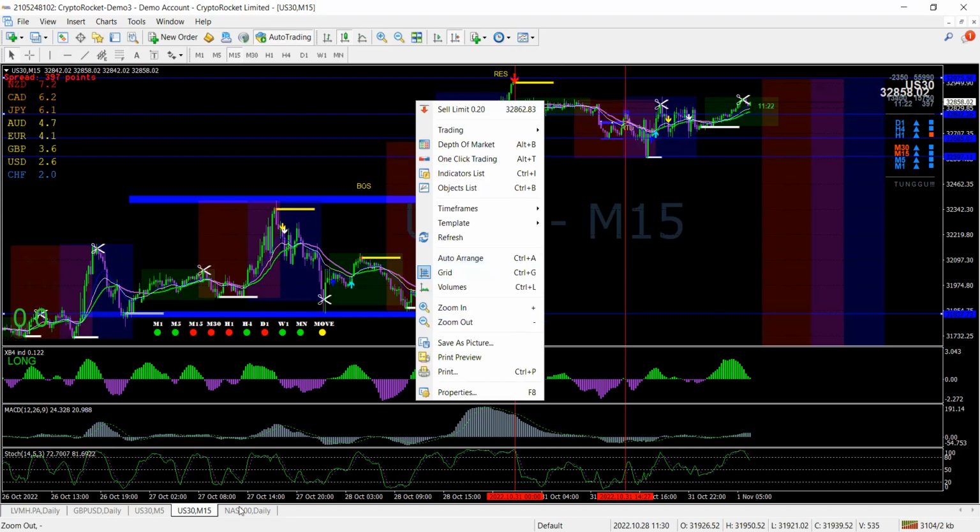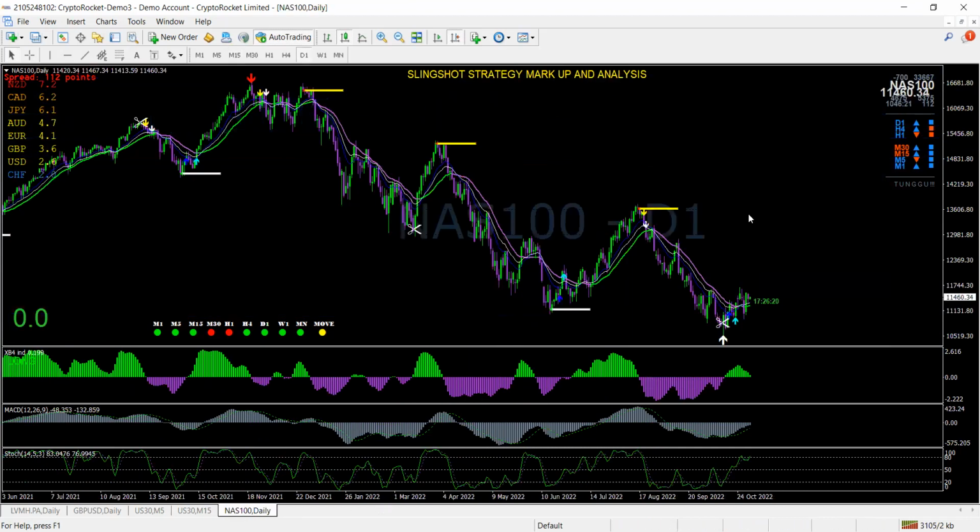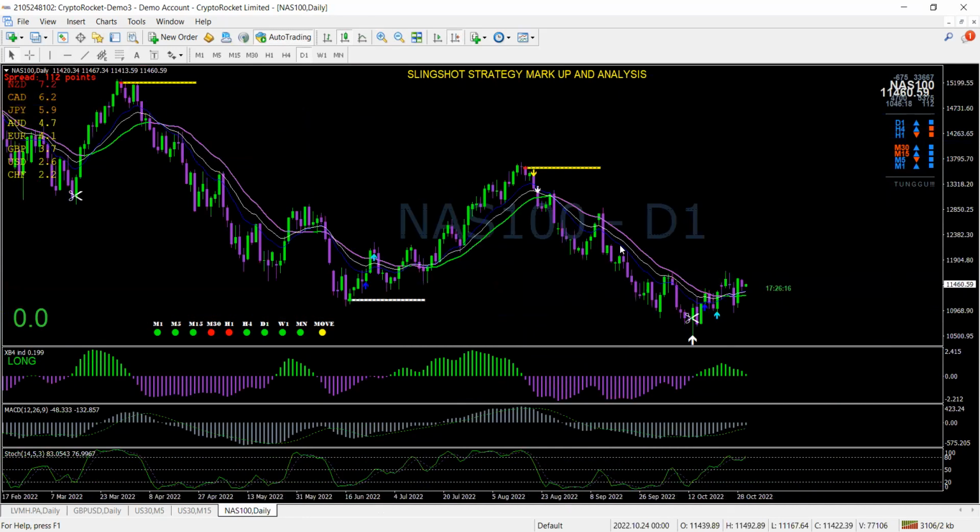All right. So let's look at NAS 100. We'll do the same type of analysis. So what I'm going to do is start on the daily time frame. I'm going to mark up the previous day's high, previous day's low. I'm going to draw a vertical line through the daily candle. I'm going to put my sessions indicator on.